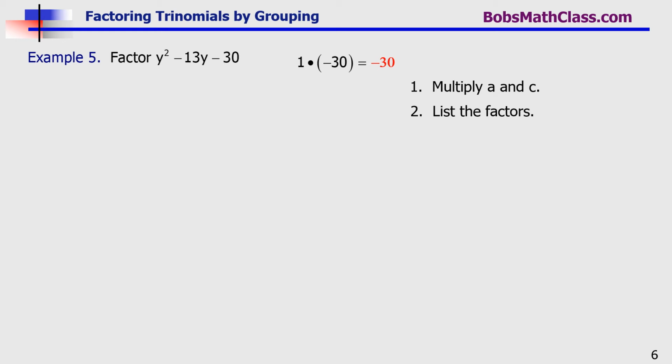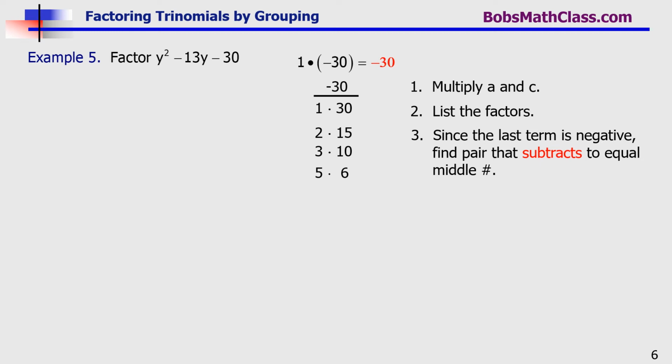List the factors. 1 and 30, 2 and 15, 3 and 10, 5 and 6. Now, the last term is negative. So we want to find a pair that subtracts to be 13. So you really need to know these rules. This one's a good problem because a lot of people will make a mistake and use the wrong pair. Which of those pairs will subtract to be 13? Right, the 2 and 15.